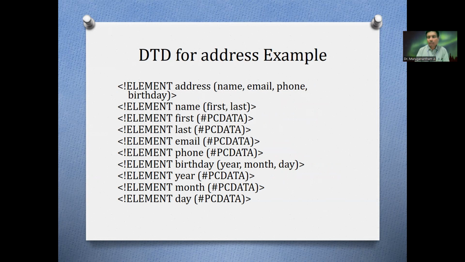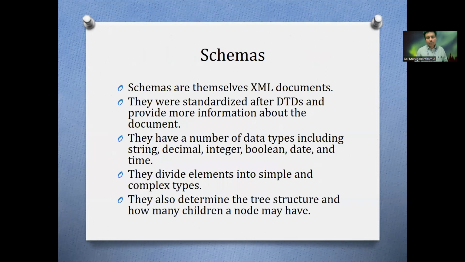And even the last name we can define as PCDATA, followed by email and phone number, and the next one is going to be birthday, where we need to specify the year, month, and day. These are all the sub elements of this particular birthday, and those also have the type PCDATA. So this is the way we can create an element with a type in XML.